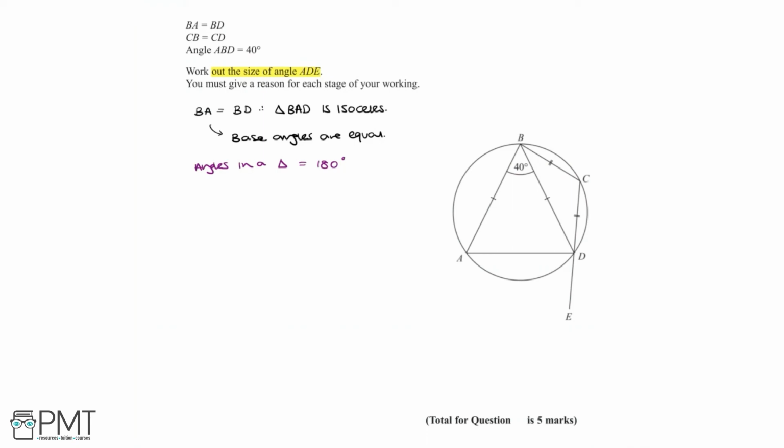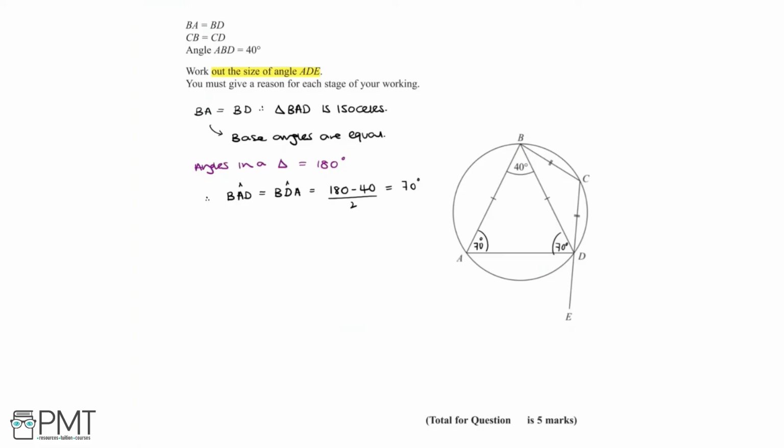Now given that angles in a triangle add up to 180 degrees, we can say that angle BAD, or angle BDA, is equal to 180 take away 40, all divided by 2, giving us an answer of 70 degrees, which we can now label in our diagram. Next we can move on to the quadrilateral ABCD.